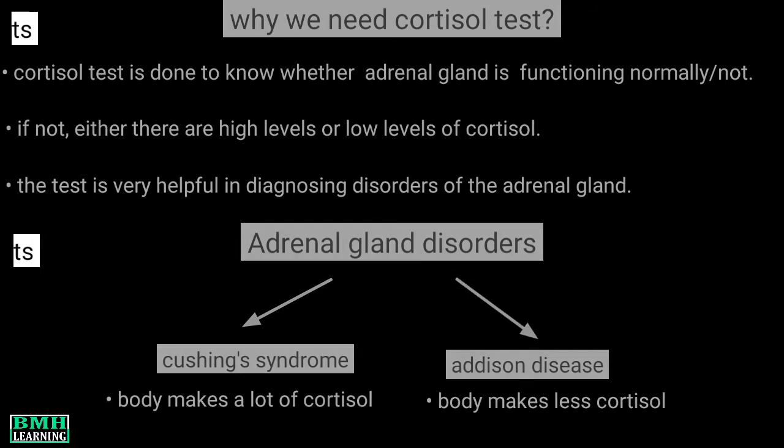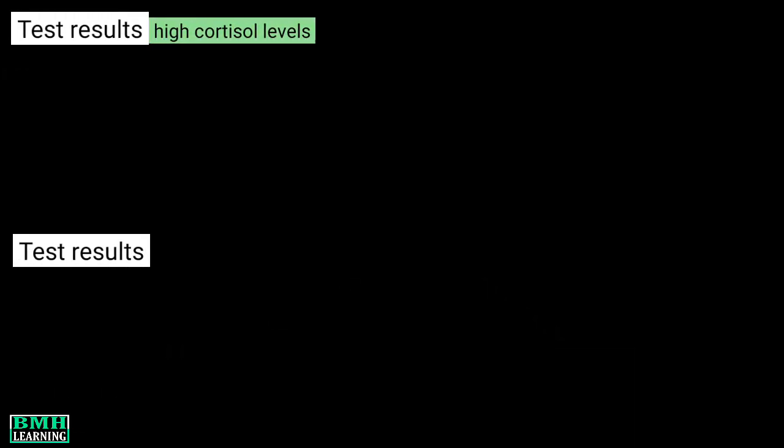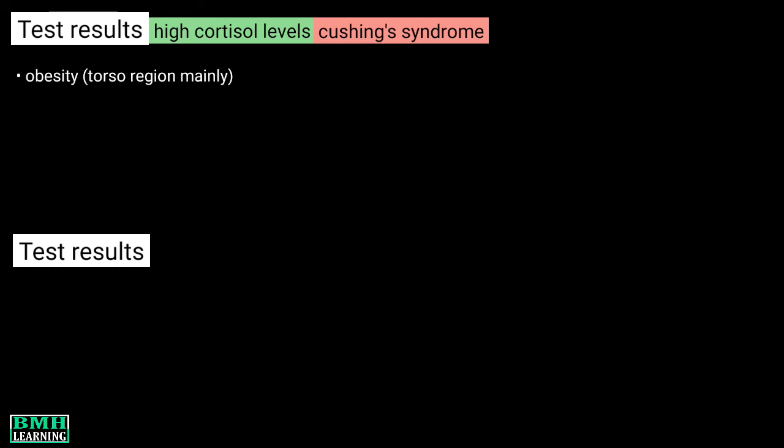Let's suppose after the test you found high levels of cortisol in your blood. Depending on this, your doctor may think you are having Cushing syndrome because your body is making the cortisol in an amount more than it's required. Then he would go for the symptoms, and the symptoms can be obesity, and this would be especially in the torso region of your body.